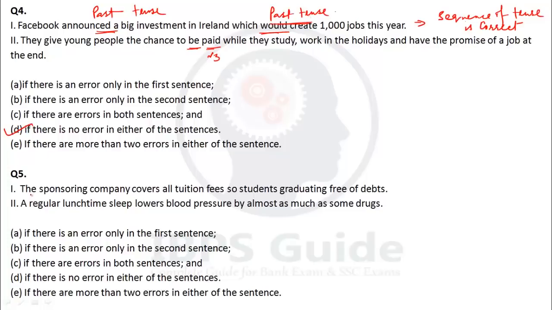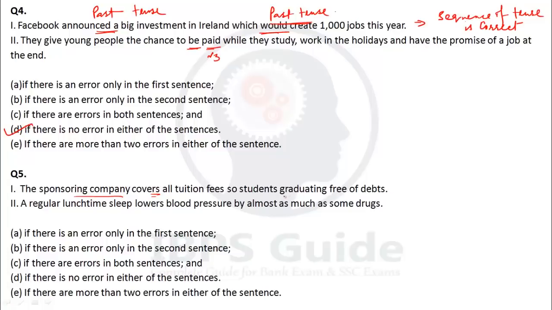Let's move to question number 5. The sponsoring company covers all tuition fees, so students graduating free of debts. And the second sentence, a regular lunchtime sleep lowers blood pressure by almost as much as some drugs. The sponsoring company covers — the sponsoring company is a singular subject, that's why covers all tuition fees, so students graduating free of debts.